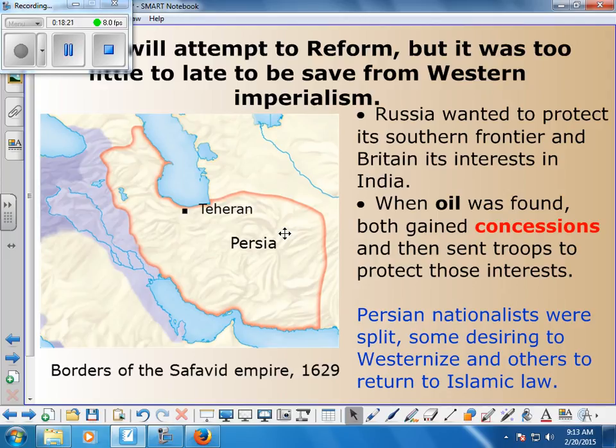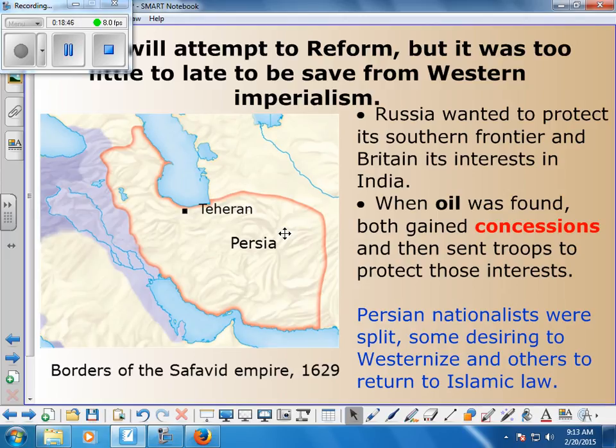Concessions are those things that allow Britain and Russia to be in Persia and to do things like drill for oil. The thing is, these troops were sent then to protect this oil from anybody else getting a hold of it, including the people whose land it was on. So Persian nationalists, of course, are split. They can't decide which they want.